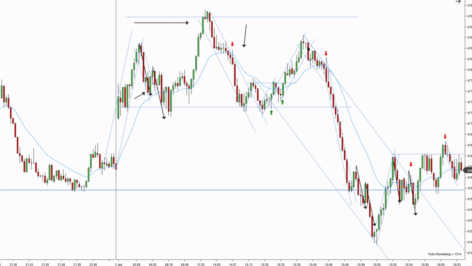Same setup that happened right here. First entry long, second entry long, failure. This repeated several times, first entry long, second entry long, failure.